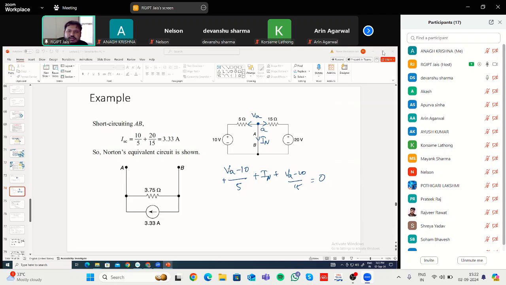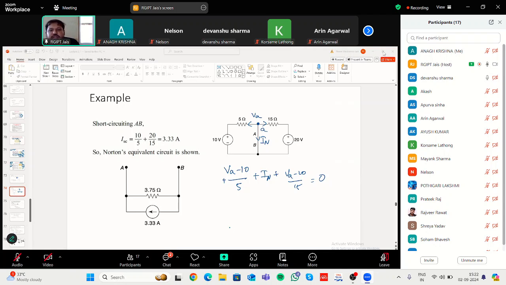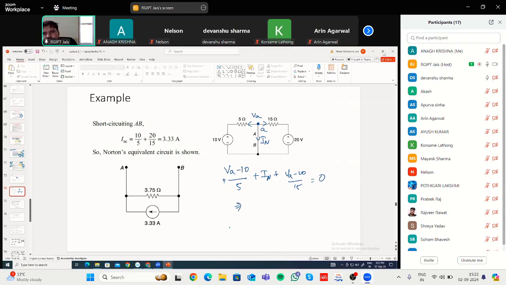Then you can apply that and you will be able to find out the current IN. Because here, if you consider this as ground, then this is short circuited, so VA will be equal to 0. So IN you can find out as 10 by 5 plus 20 by 15. You'll be able to find out the value, that is 3.33 ampere.